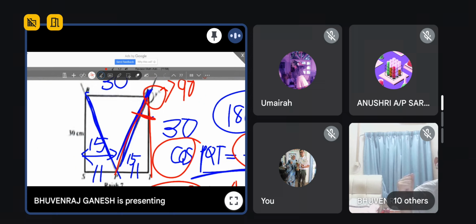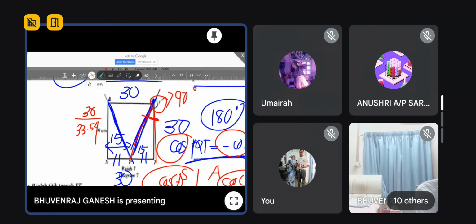So this is your adjacent, this is your hypotenuse. Adjacent is 30, hypotenuse is what you got earlier, 33.54 from part B1. Based on the relationship, cos Y should be the negative of this cos. So you must add a negative symbol. Then you count the answer. So cos Y, you should get negative 0.89.